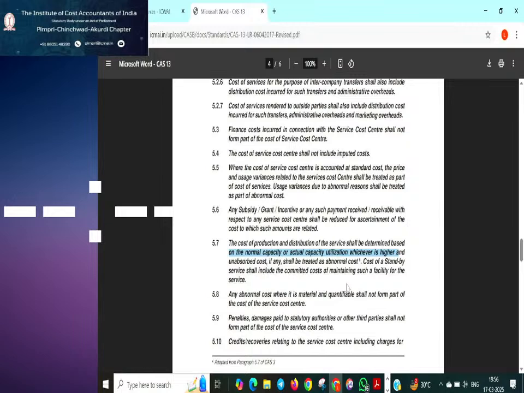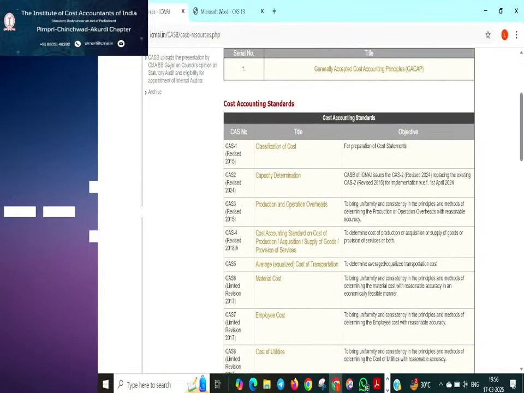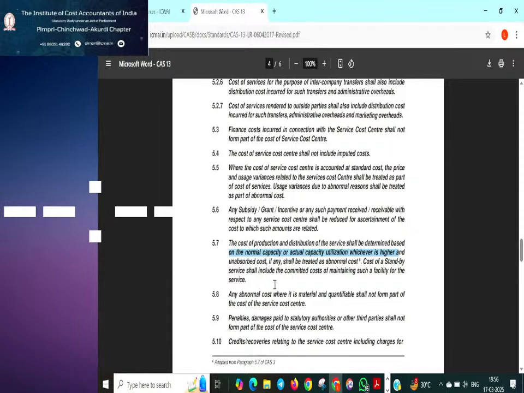So we have already seen a cost accounting standard on capacity determination, which is there in Cost Accounting Standard 2. Accordingly, you have to go by the normal or the actual capacity utilization, whichever is higher. Based on this, cost of production and distribution needs to be determined. But what if there is any unabsorbed cost? If any, it shall be treated as abnormal cost. So this is an important principle of measurement which you have to make a note of.